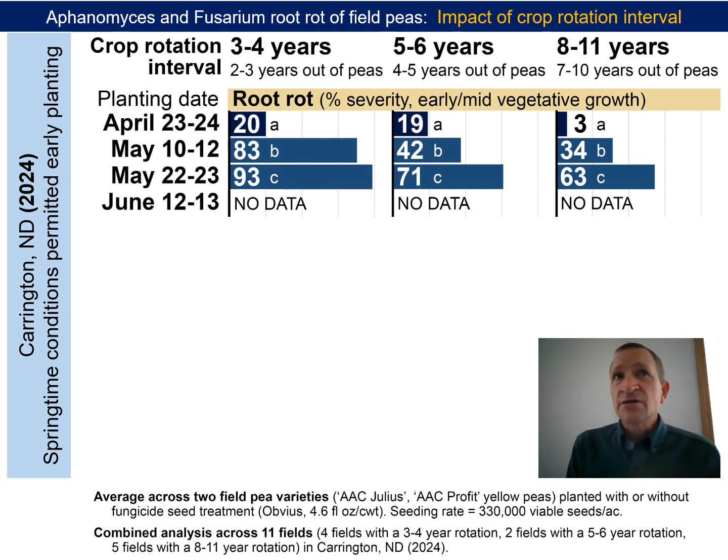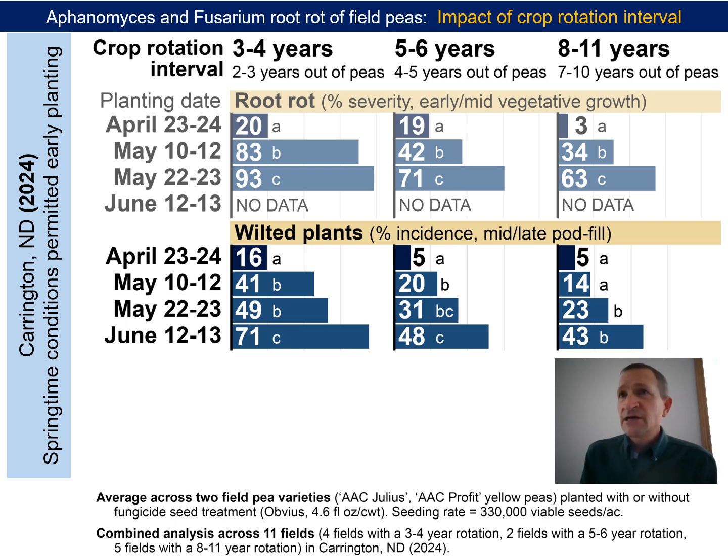So let's look at the results from 2024. In 2024, we had good spring conditions that allowed early planting, and we had a full range of planting dates. And what you can see is that here are bar graphs showing average results across all the fields with a tight crop rotation interval, an intermediate crop rotation interval, and a long crop rotation interval. And what you can see immediately with the root rot severity data is that the longer the crop rotation interval, the less the root rot. And we achieve very low levels of root rot with early planting and a long crop rotation interval.